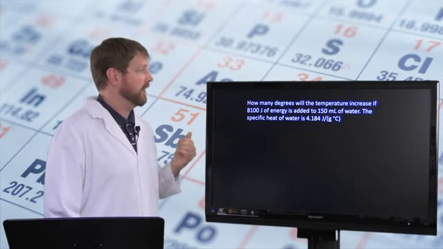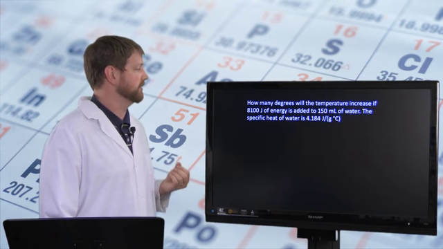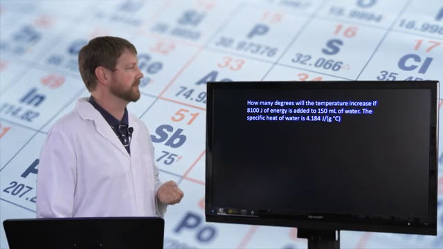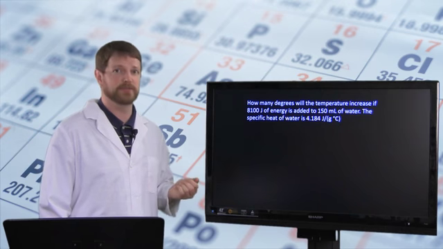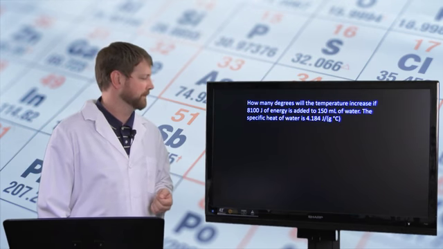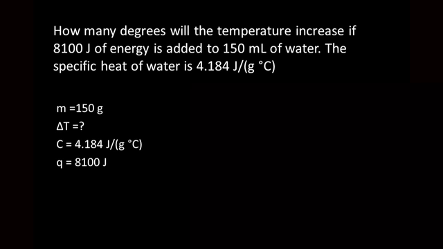All right, how many degrees will the temperature increase if 8,100 joules of energy is added to 150 milliliters of water? The specific heat of water is 4.184 joules per gram per degree Celsius. Now, since the density of water is 1 gram per milliliter, 150 milliliters of water is actually 150 grams of water, so the mass is 150 grams.